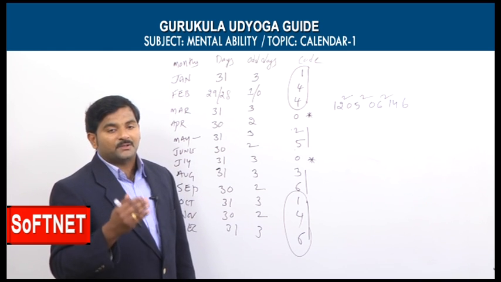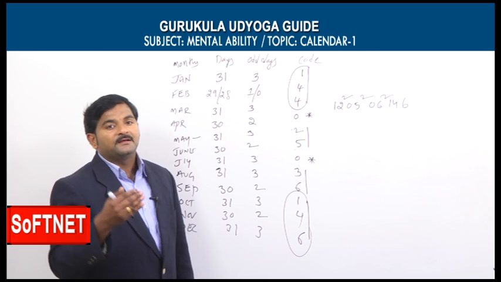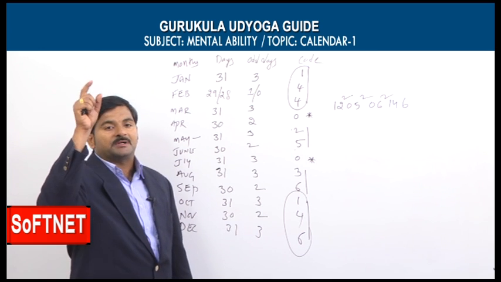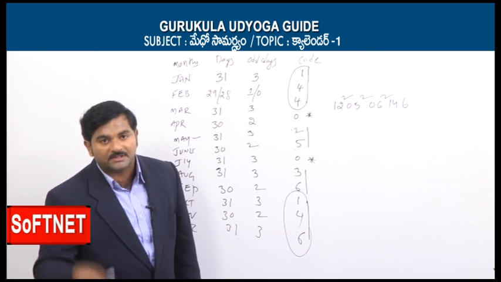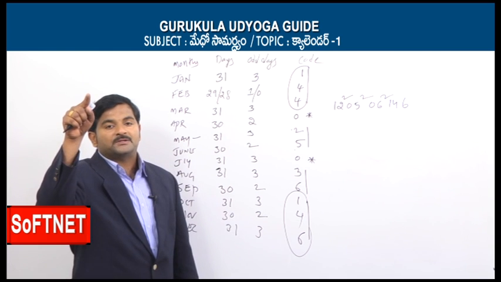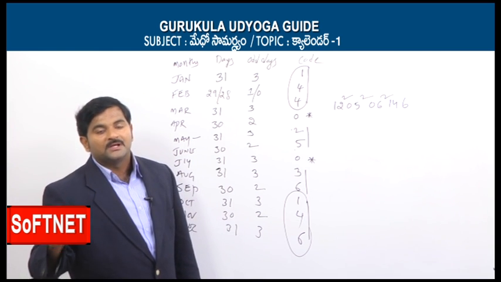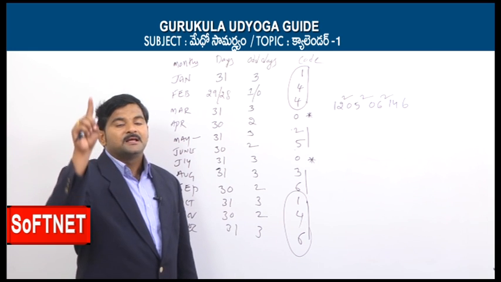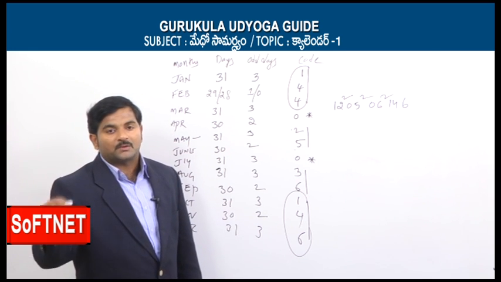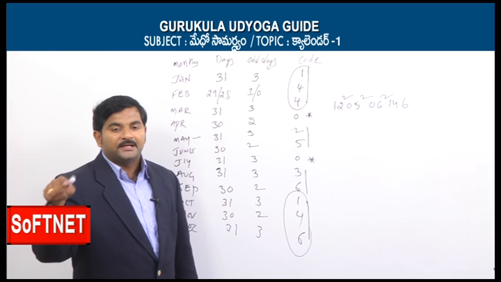12 square, 05 square, 06 square, 146. So starting 3 months 144, last 3 months 146. April code 0 and July code 0. Still we have only 4 months. That is May code is 2, June code is 5, August code is 3, September code is 6.